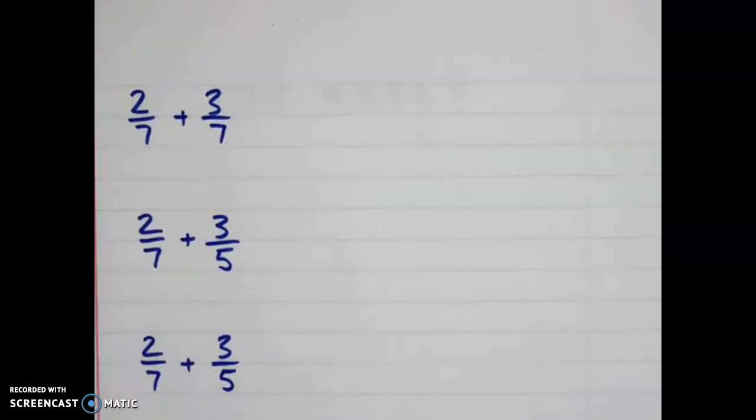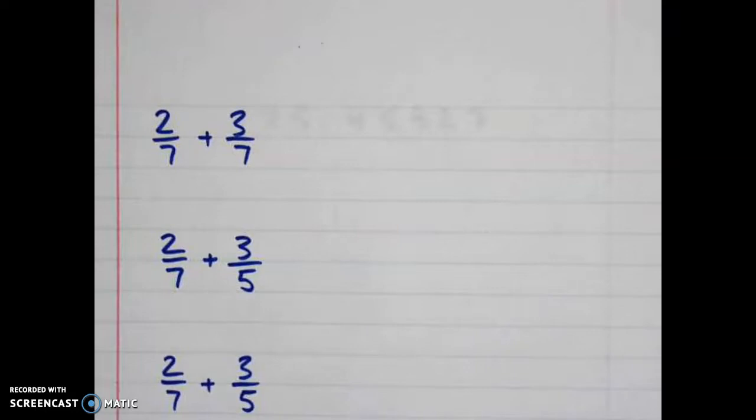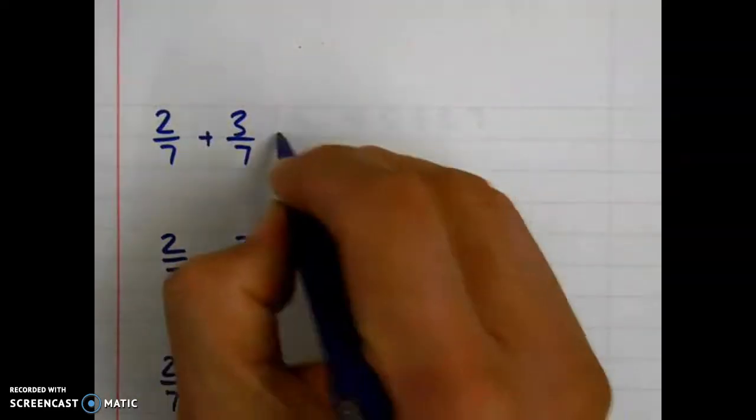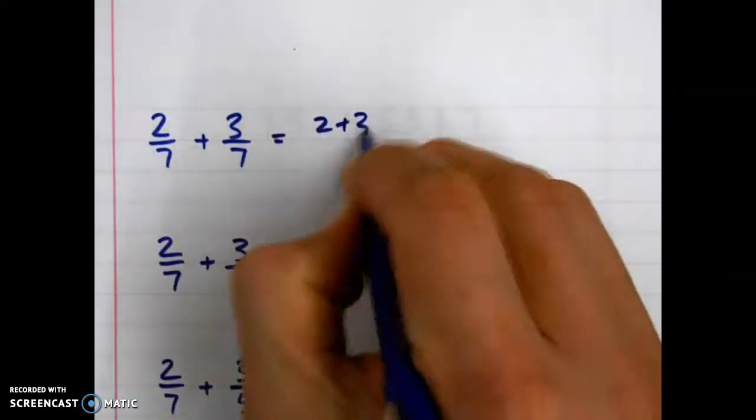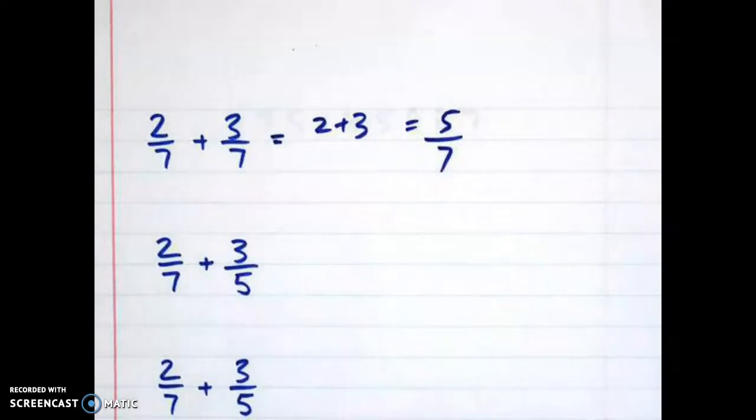Okay, let's start off with the easy one. If you have 2 sevenths plus 3 sevenths, go ahead and copy that down. 2 sevenths plus 3 sevenths. If your denominators are the same, all you have to do is add the tops. So you have 2 plus 3, which is equal to 5, over 7. That's it.